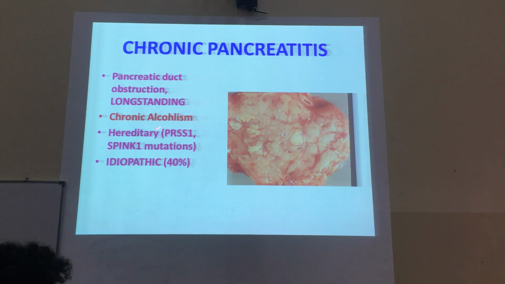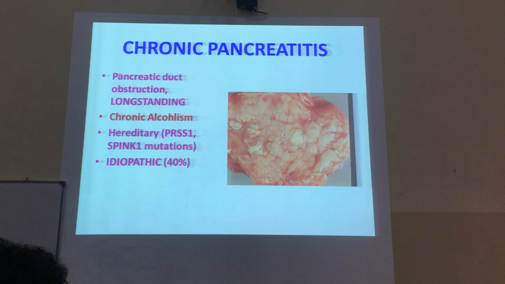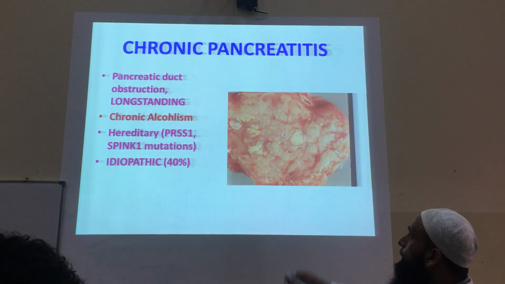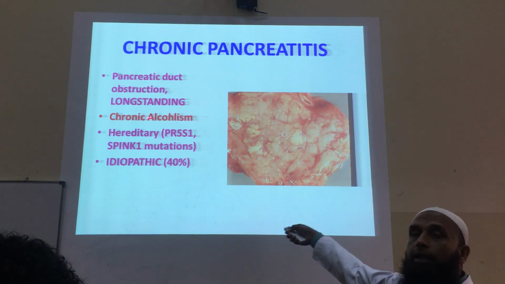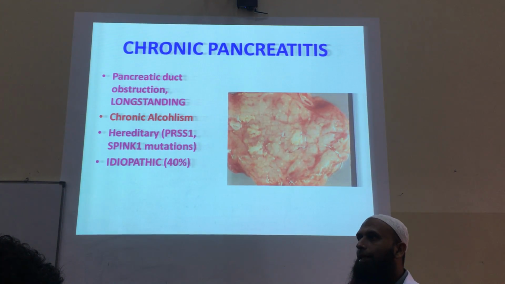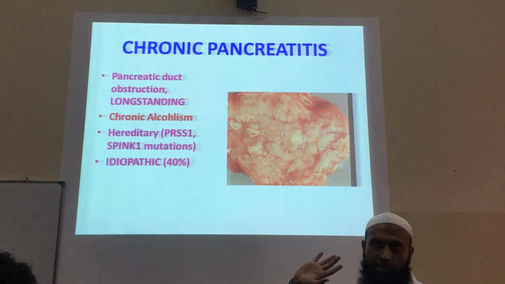Also genetics, which we find. The same mutations, PRSS1 and SPINK1, can be responsible. The same in acute also. They are not different, but they are not the major role players here. They are important risk factors, with all the characteristics like the acute, but here they are long-standing. The most important is alcoholism. Alcoholism in acute was also very significant.